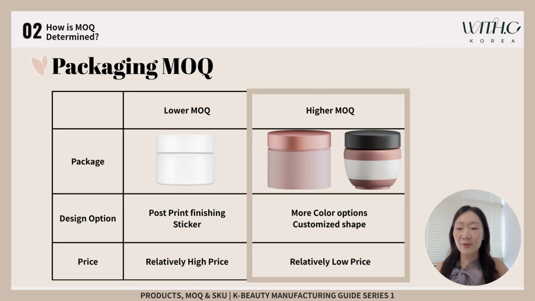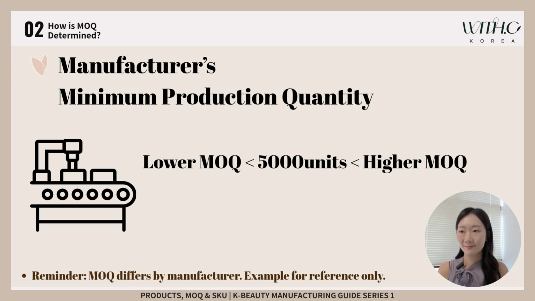But if you increase the quantity to around 5,000 or 10,000 units, you can customize the color and choose from various packaging options. Moreover, you can even consider creating your own mold for a unique packaging design. In general, minimum production would be around 5,000 units, and this is usually where you can get competitive pricing.